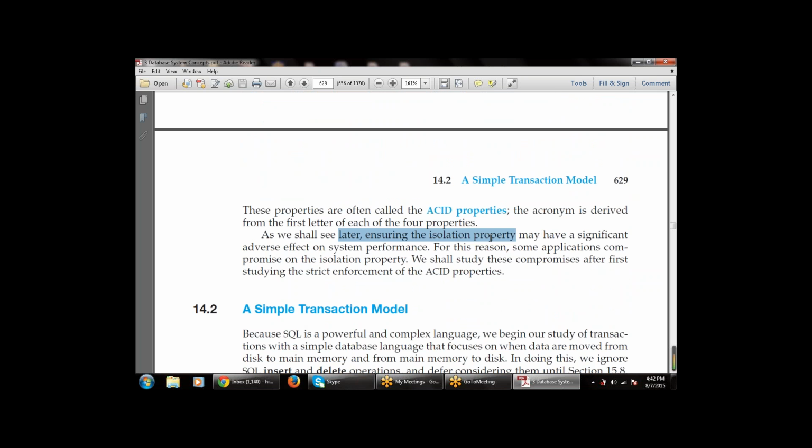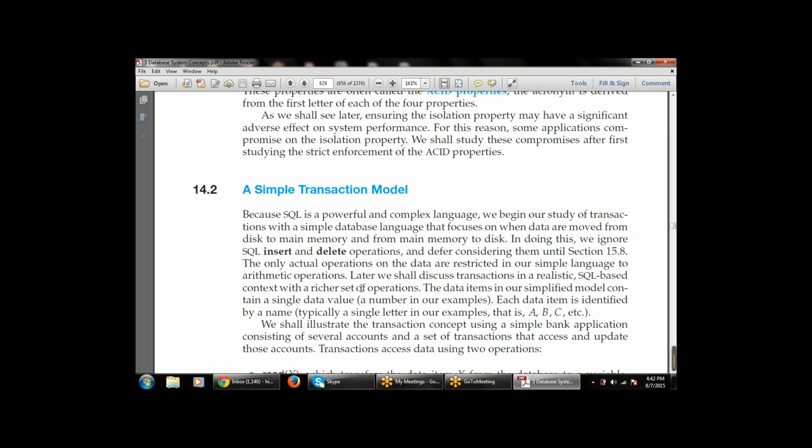We shall see later that ensuring the isolation property may have a significant adverse effect on system performance also. So let's start with the next topic, that is a simple transaction model. That is how the transaction works. A simple transaction model depicts whatever is required of the transaction.